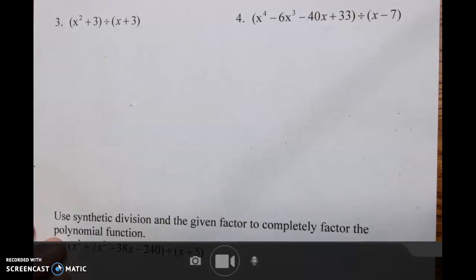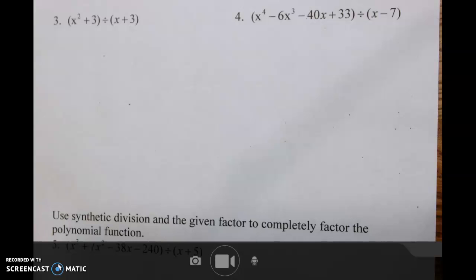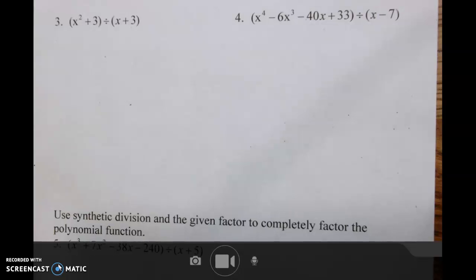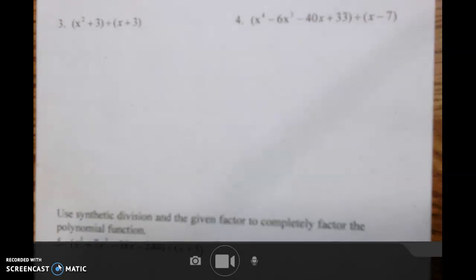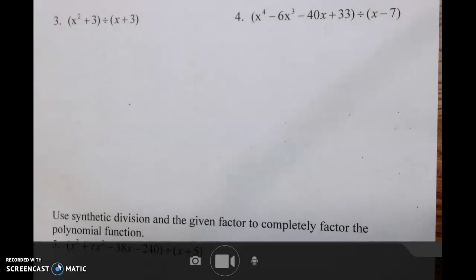Okay, we're on to page 2 of your notes. So this will be the back side of your notes, and we are doing synthetic division. And I am trying a new document camera, so hopefully it'll focus here soon. It looks like it's thinking about it.